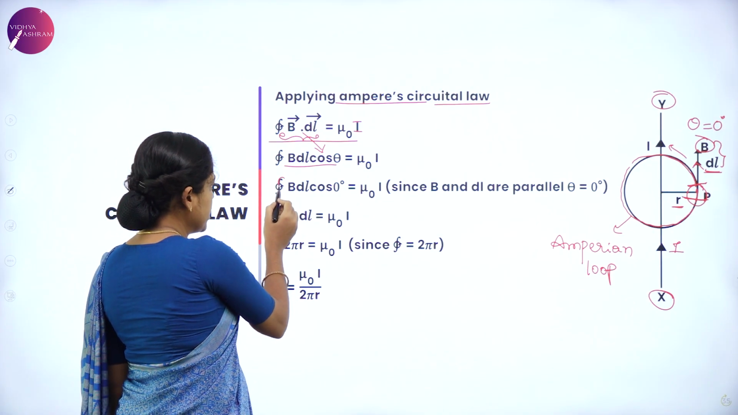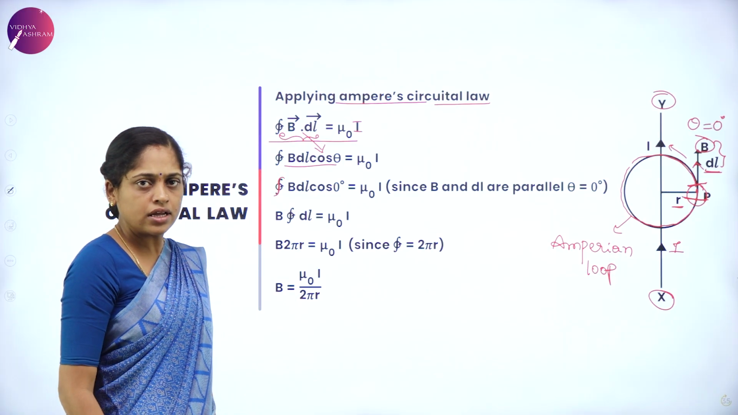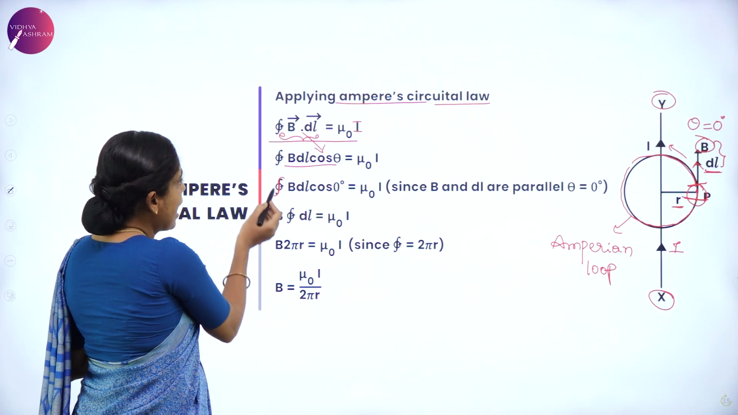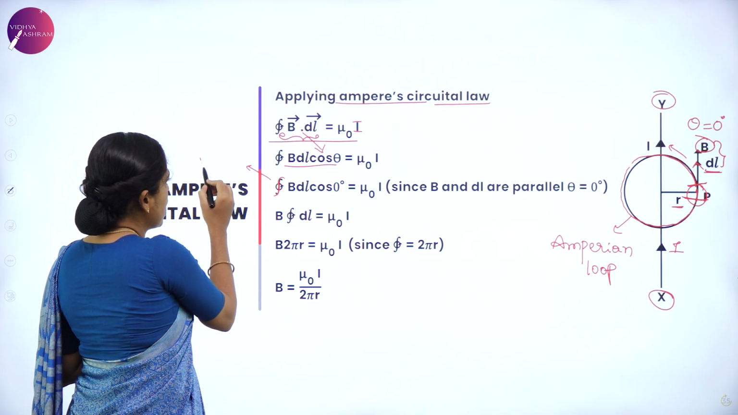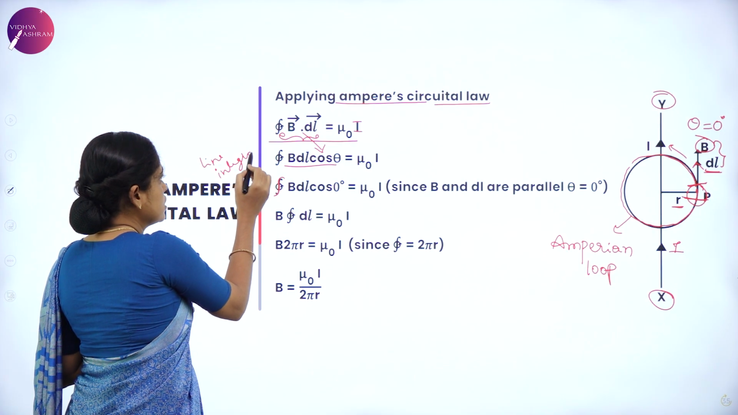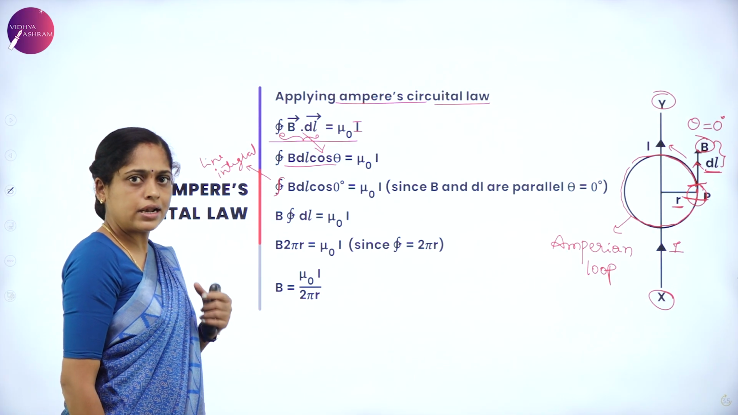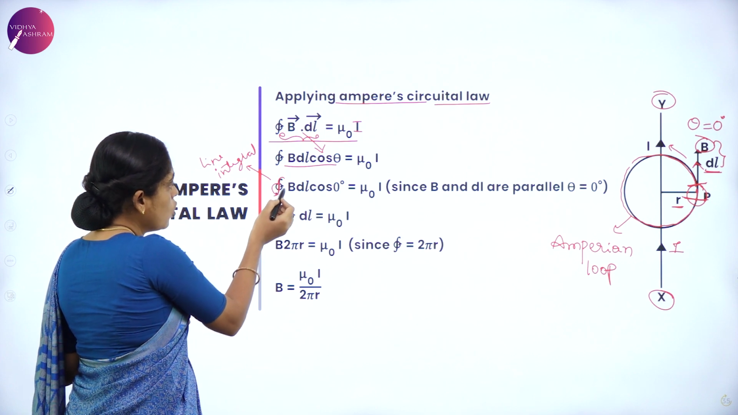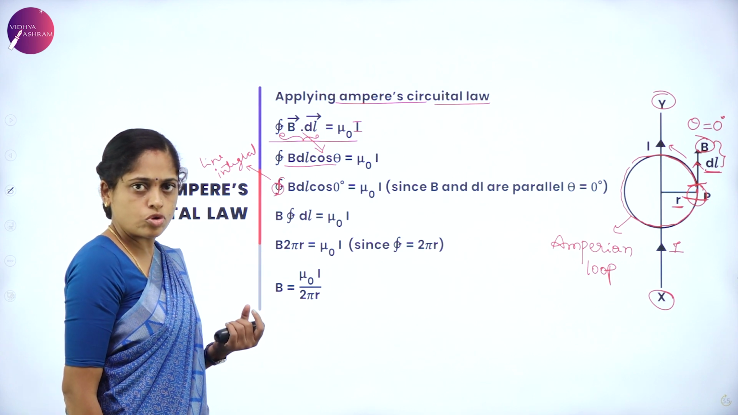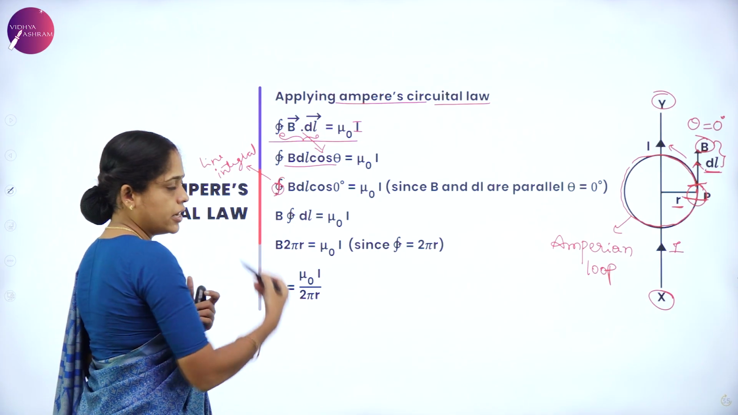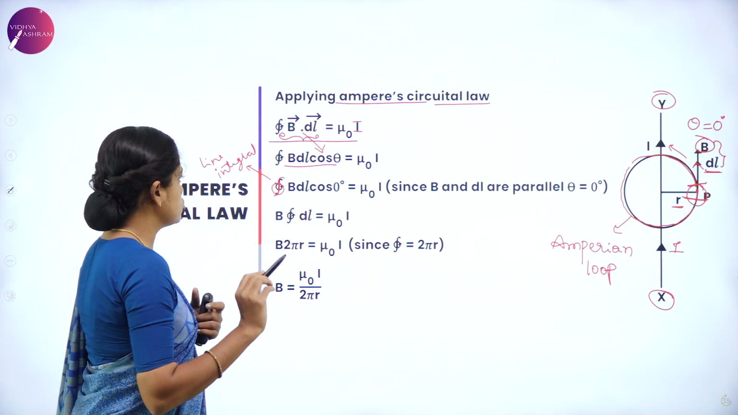And this is the integration symbol, as in the statement of Ampere's circuital law, that is the line integral. The statement starts as line integral. So here this integration is nothing but the line integral, where we have to consider a closed path to find the magnetic field. So here we have the line integral around a closed path.